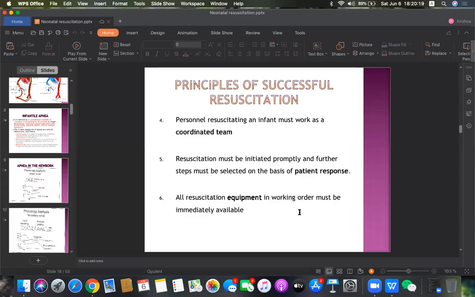Now see, the personnel or the team who is present in the delivery room should work as a coordinated team. I already explained this. There should be a leader, then the other persons should follow him. Everybody should not do whatever they want. Otherwise, it will be a very hazardous type of resuscitation for the newborn.